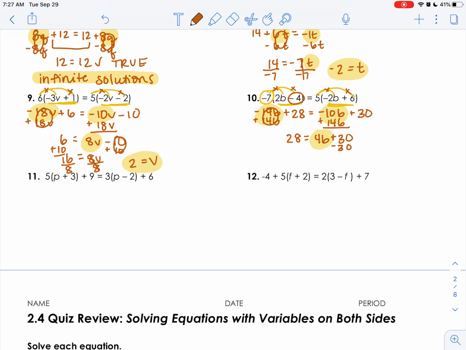And now I'm going to get the 4b by itself. On the right, the 30's cancel. 30 minus 30 is 0, leaving me with 4b. 28 minus 30 is a negative 2. I'm going to divide both sides by 4, leaving me with b. So b equals negative 2 divided by 4. That can be simplified, although it can't be divided completely, to negative 1/2.